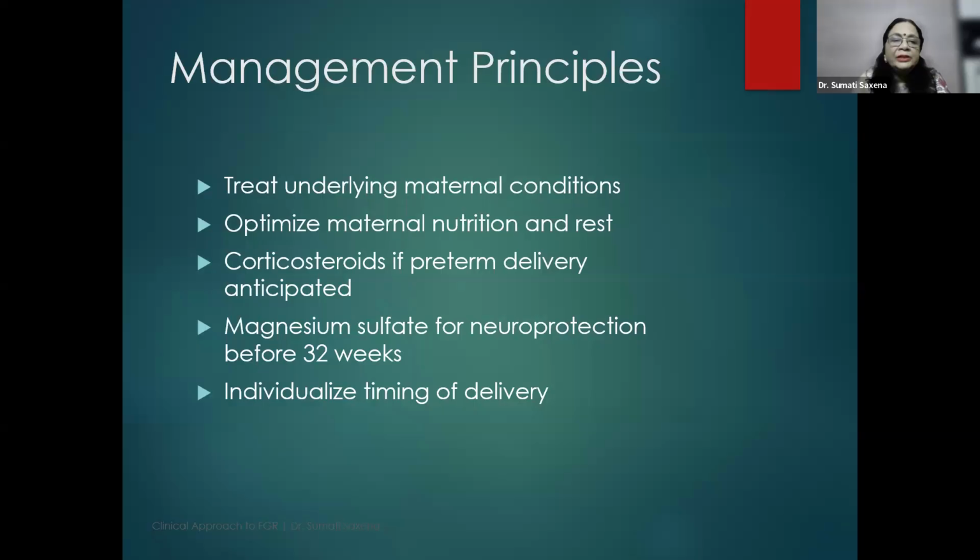So the management principle is to treat the underlying maternal condition which is responsible for the fetal growth restriction, if you can treat that. Second is to optimize maternal nutrition, which is very important, along with rest and hydration. Then corticosteroid if preterm delivery is anticipated, magnesium sulfate for neuroprotection before 32 weeks, and individualized timing of delivery.